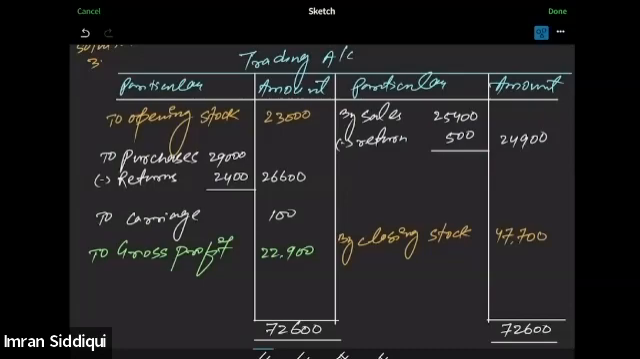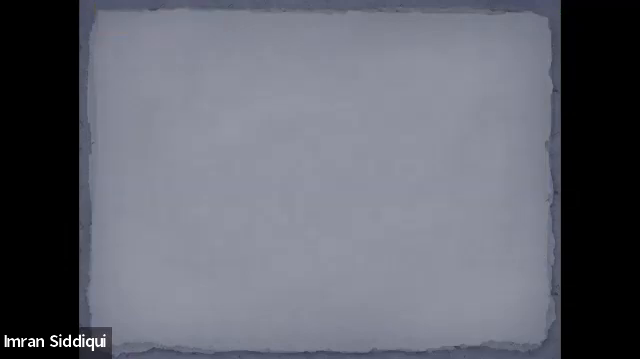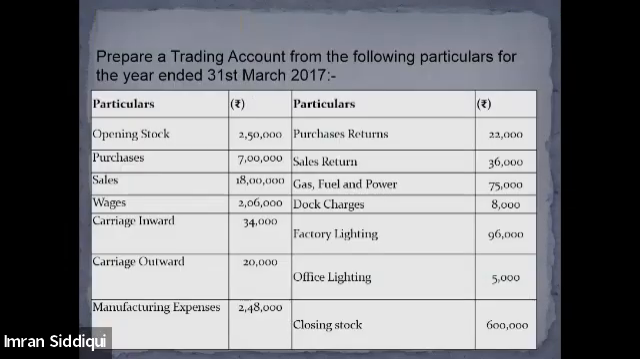So this was the pretty basic question of this topic. Let's move to the next question, somewhat more difficult than this, though not very difficult. So just a moment. So we'll talk about question number 1.